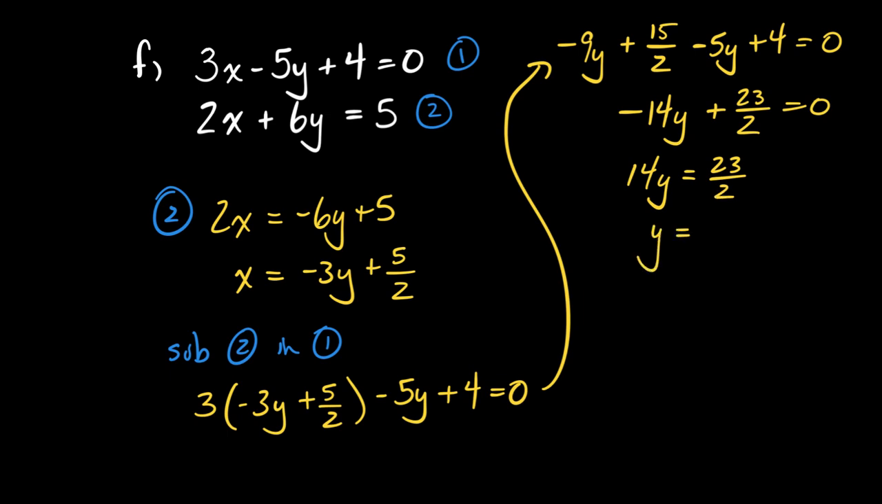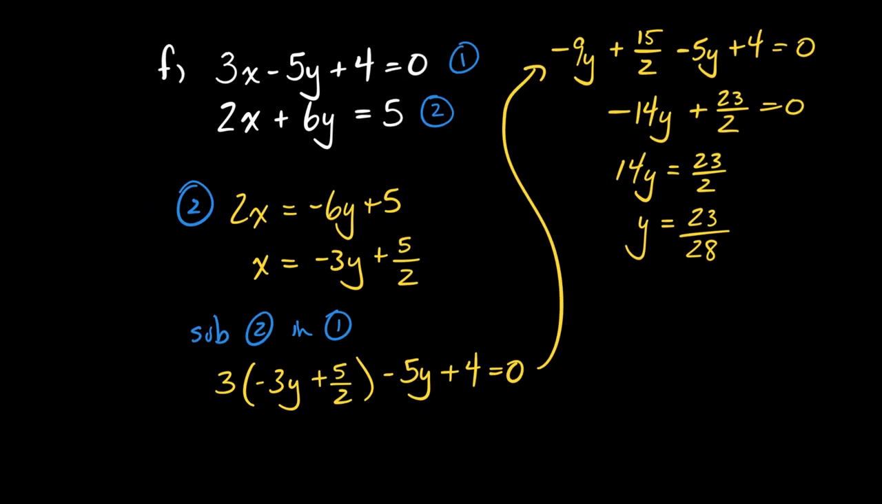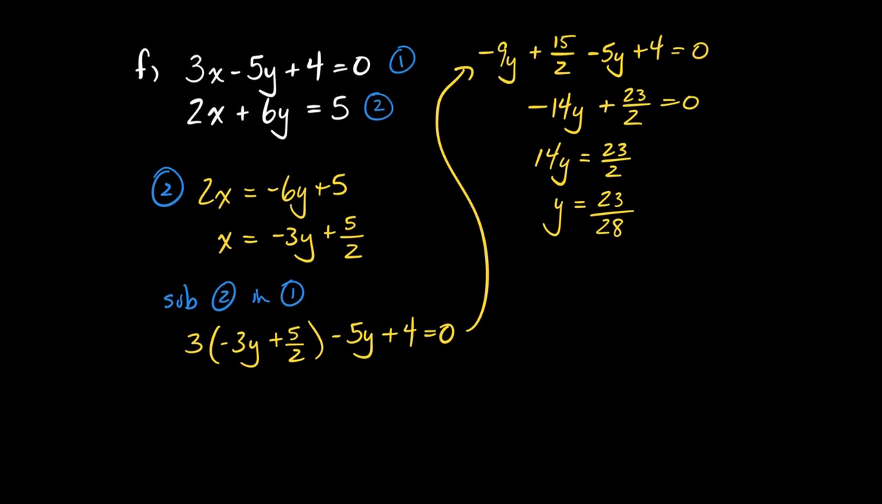And now, to divide out a 14 means I'm going to multiply that denominator by 14, and I get a y value of 23/28. Ooh, ugly. So now we've got to finish it off, and I'm just going to shrink that down a little bit because I need to sub y equals 23/28 back into one of my originals.